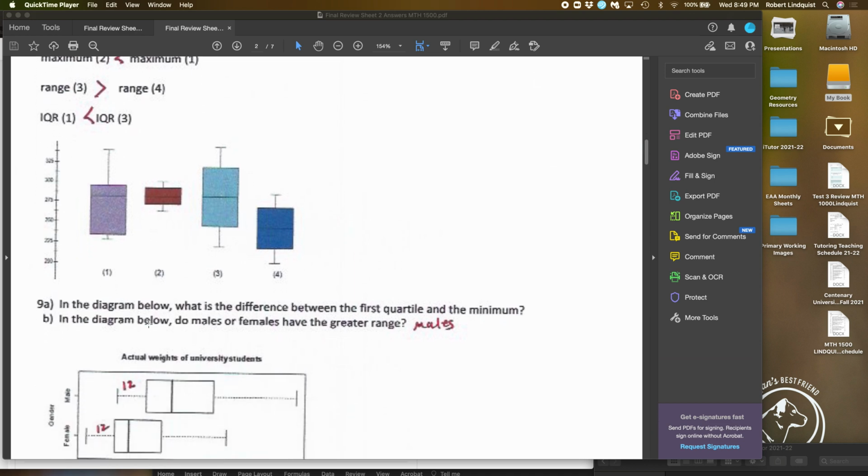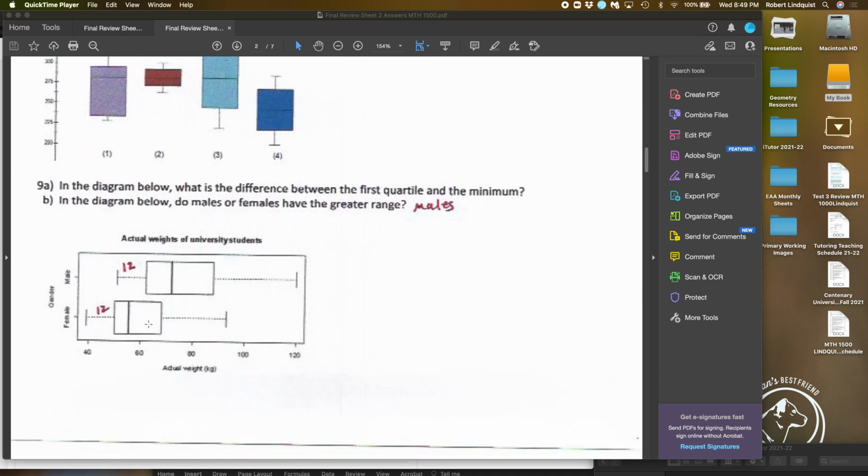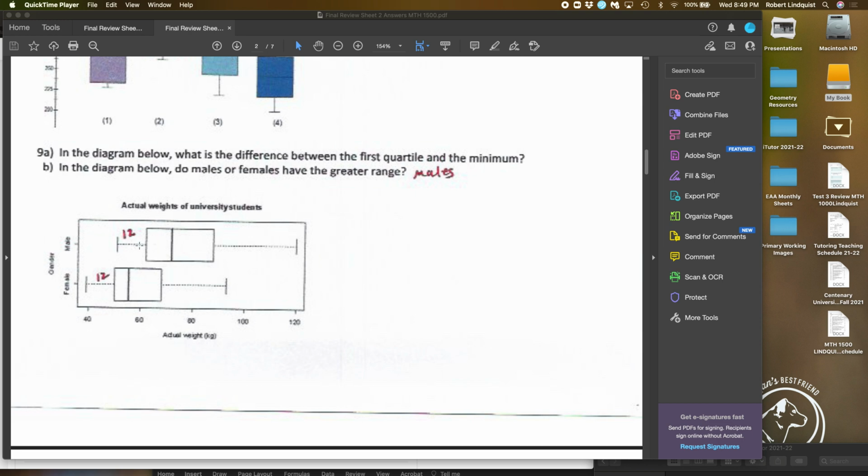Okay. Next up, in the diagram below, what's the difference between the first quartile and the minimum? So that's this stretch right here. Looks like to me about 12, and the other one looks like about 12. Close enough. Look, if I'm going to give you this on a test, you're going to know exactly what those numbers are. There's not going to be anything fuzzy. Or the choices might be like 7, 12, 17, 29. So it'll be pretty obvious. I'm not looking to get you, gotcha, or trick you on anything of that nature.